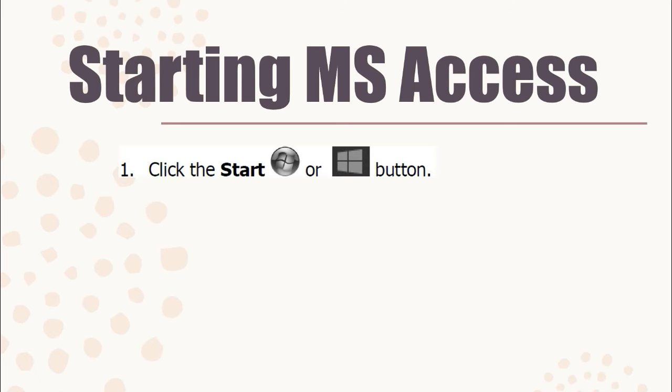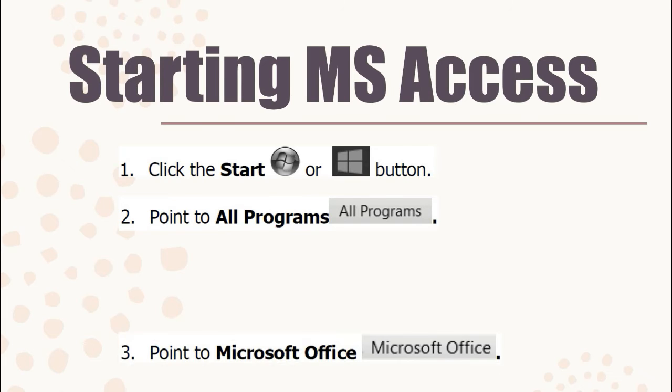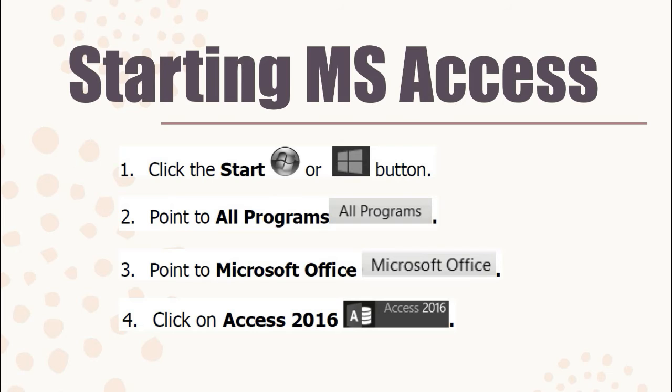Of course, the first one is click the Start button. Itong dalawang button na to, depende kung anong klase ng version na meron kayo. So kaya dalawa yan kasi magkaiba, depende sa version na ginagamit ninyo. Second one is point to All Programs and then point to Microsoft Office. Third, click on Access 2016.